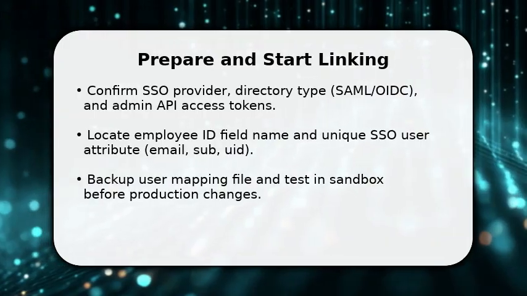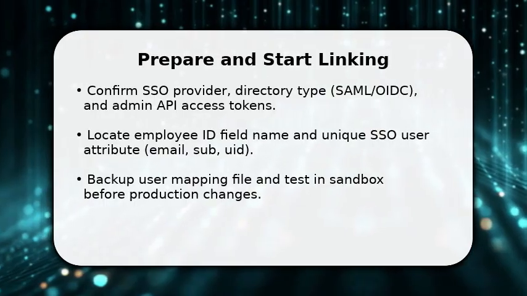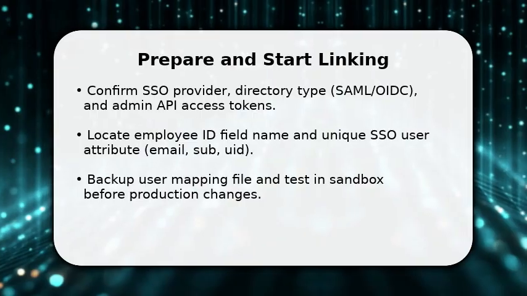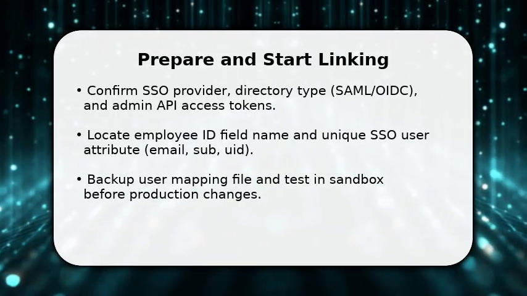Once done, export or snapshot current user mappings and set a sandbox target. Make sure to note rate limits and API credentials so you avoid lockouts. You'll use these in the next step to match and update records programmatically.